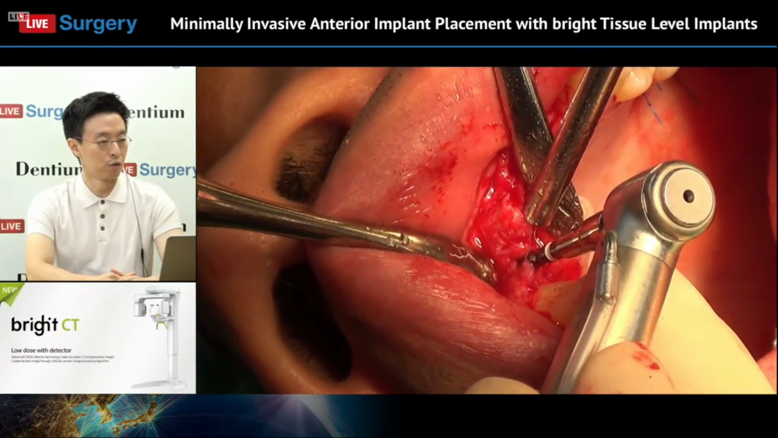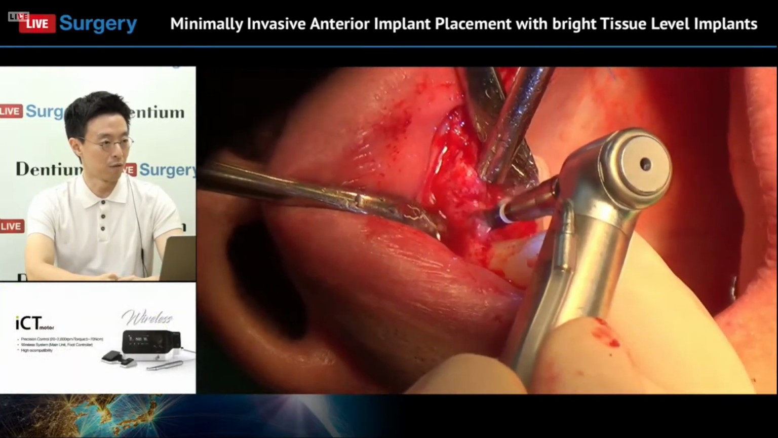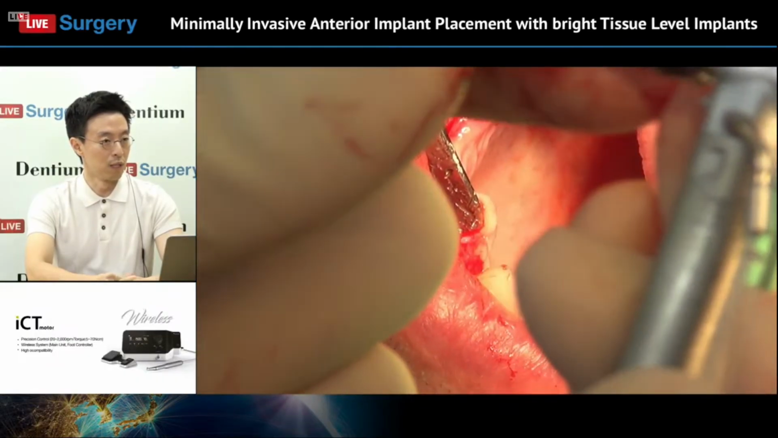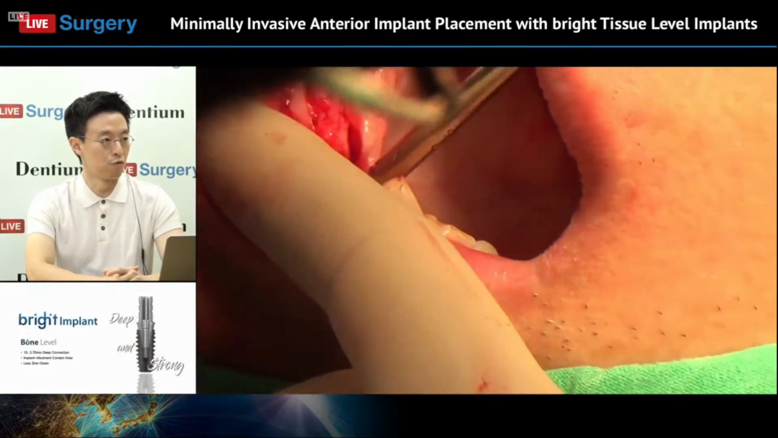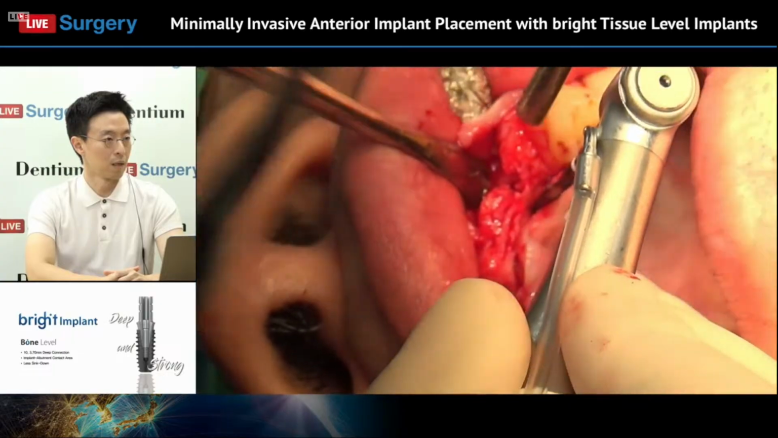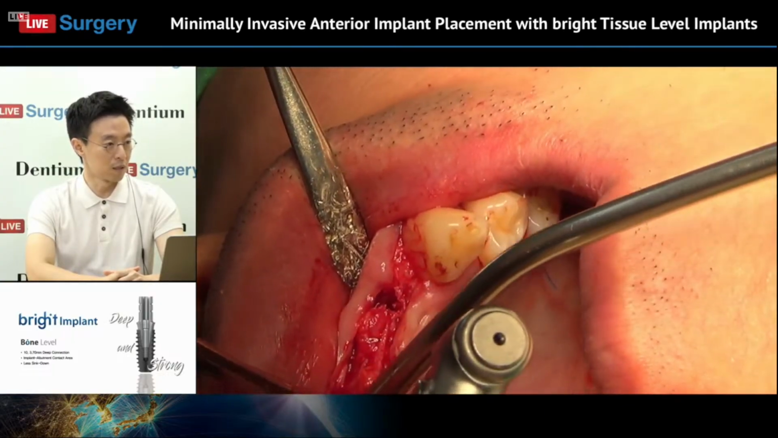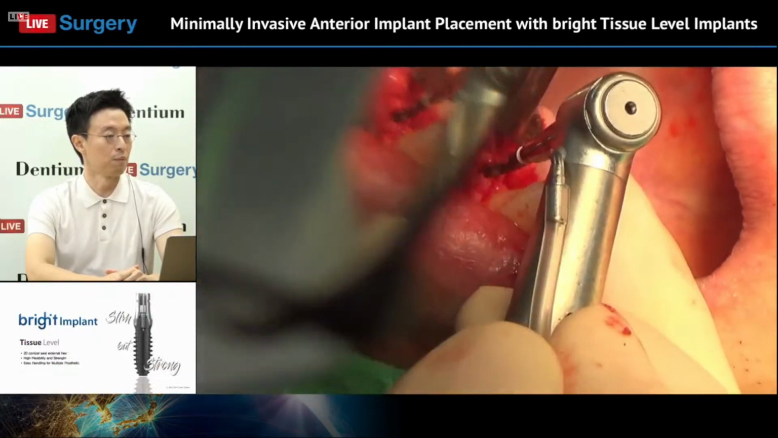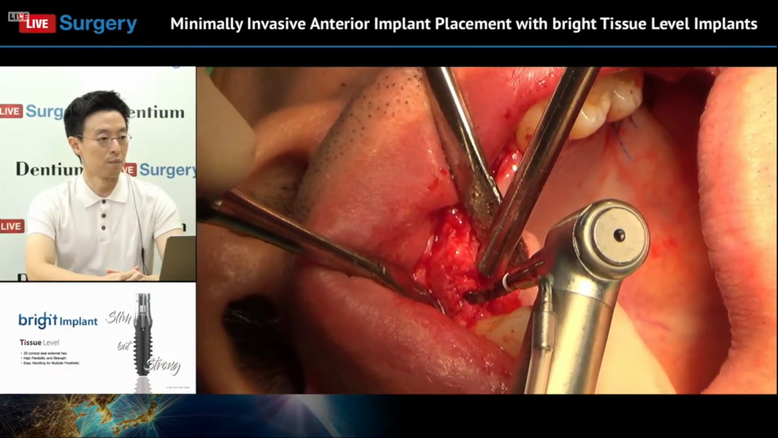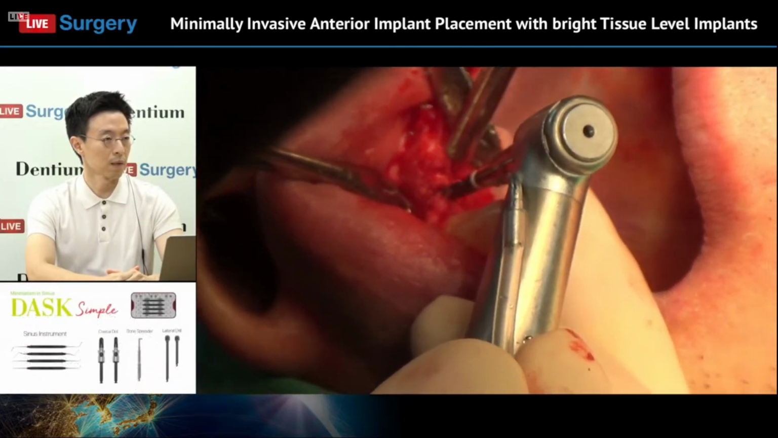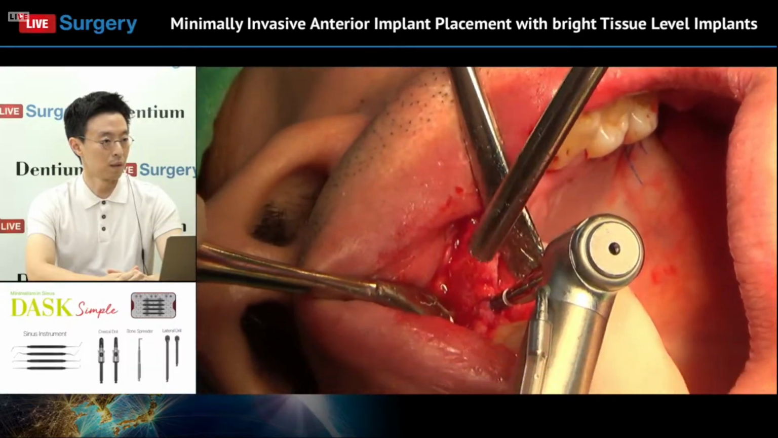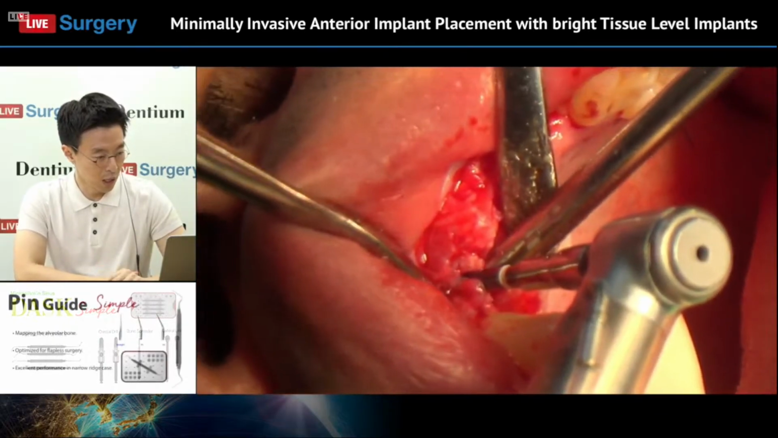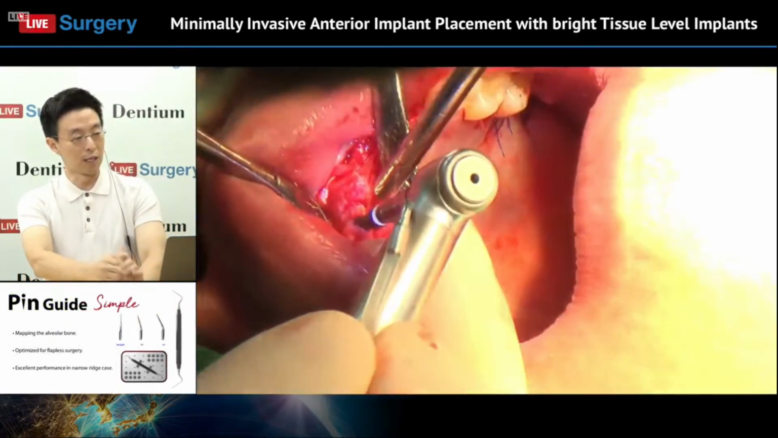Whenever I do the implant drilling in anterior area, I check the drilling path during the drilling. It can increase the accuracy and stability of implant placement for proper occlusion. I decided to use the 3 millimeter diameter on right side.